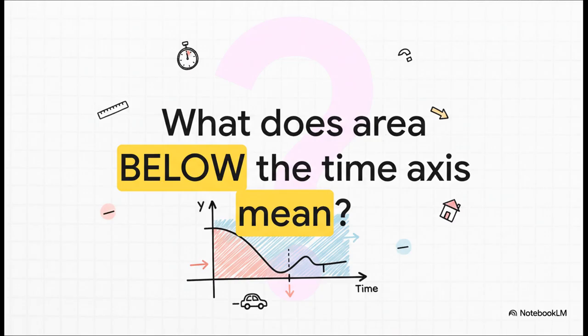But look at this graph. The line actually dips below the axis. That means we have a negative velocity. Our object is moving backward. So what on earth does that mean for the area in that section?